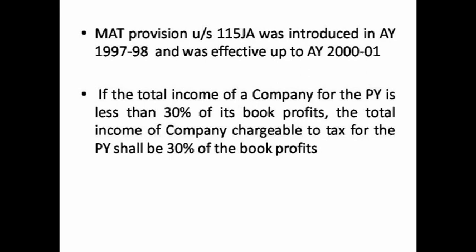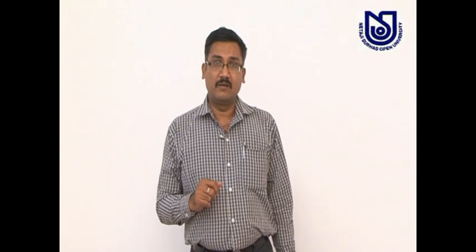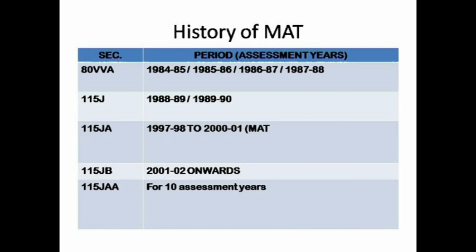But in 1987, the Act was amended. A separate section 115J was introduced, and for the first time the concept of book profit came into the picture. As per section 115J, the companies are liable to pay tax on 30% of book profit, and it was effective from the assessment year 1988-89 and 89-90.